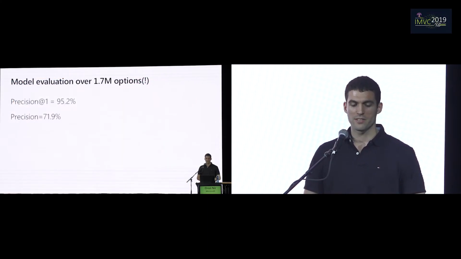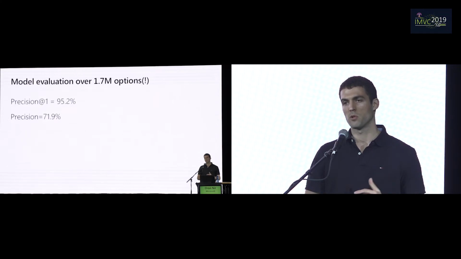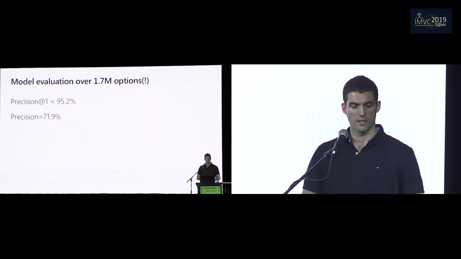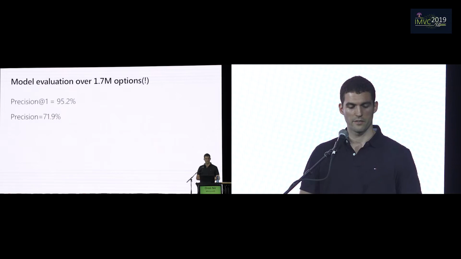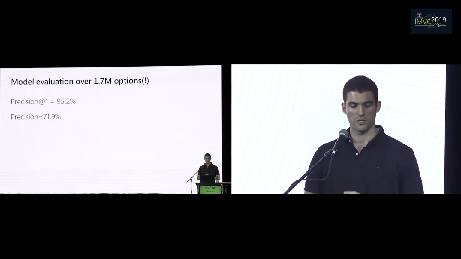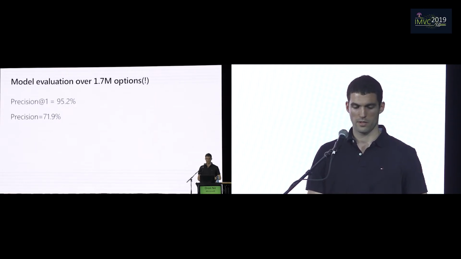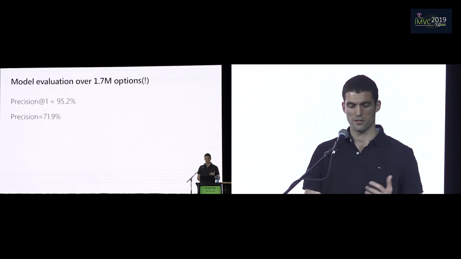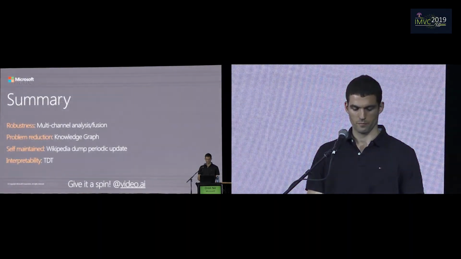Working with 1.7 million different Wikipedia categories is a large set, and to evaluate it, we use two different metrics. The first is the precision at 1. That would be the most significant topic, and for that we're at 95.2%, whereas general precision, given a larger set of examples per video, reduces, and we are having different thoughts of where to take it next.